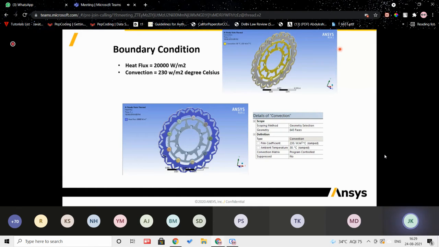In this, there is one way of doing it: you can do the transient analysis, define the friction, calculate the heat flux, and apply the heat flux. That is a complete end-to-end simulation.